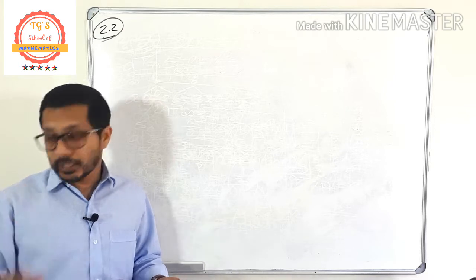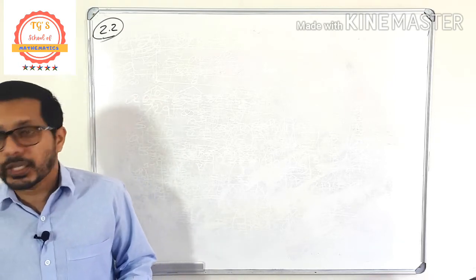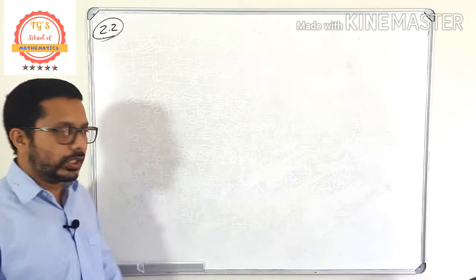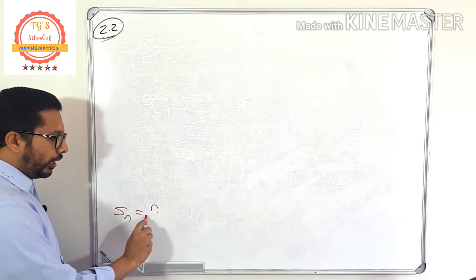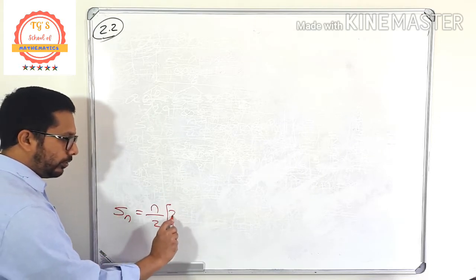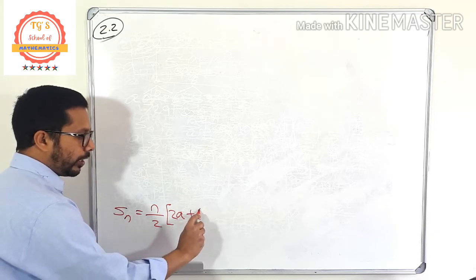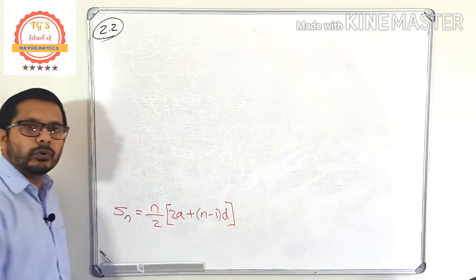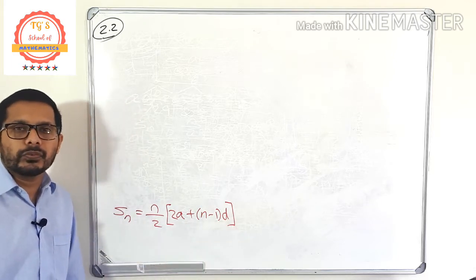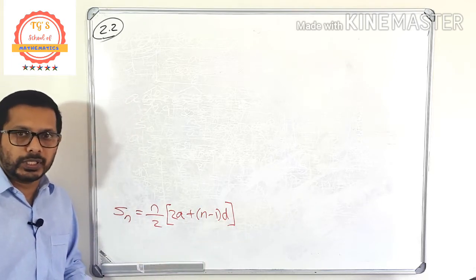You already know what is the formula to find the sum of n terms of an arithmetic sequence. What was that formula? Sn is equal to n over 2 into, do you remember this formula? 2a plus (n minus 1) into d. This is the formula to find the sum of n terms of an arithmetic sequence.